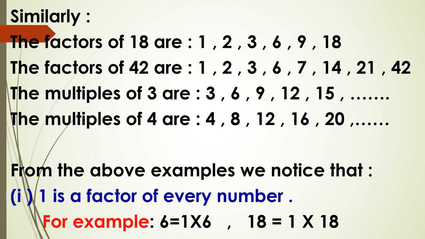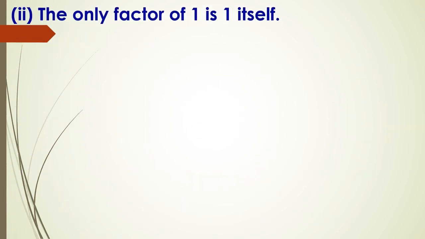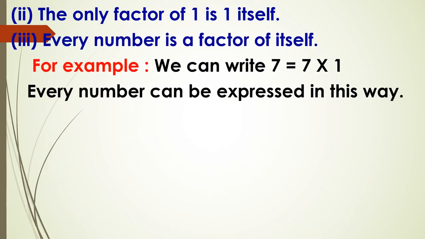Second, the only factor of 1 is 1 itself. The factor of 1 is only 1. There is no other factor of 1. Third, every number is a factor of itself. Every number, each and every number is a factor of itself.